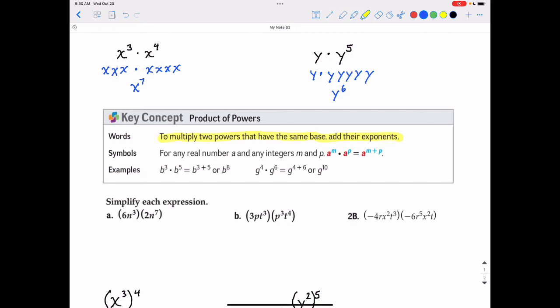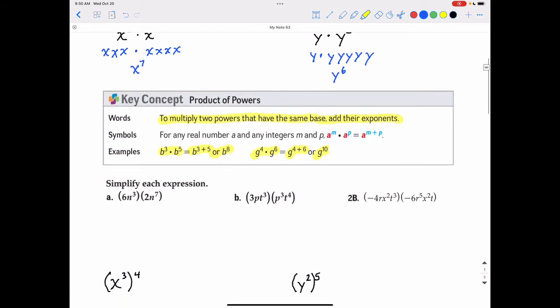So, example would be, if we have b to the 3rd times b to the 5th, we would add those exponents together. So 3 plus 5 is 8, so we would say it's b to the 8th. G to the 4th times g to the 6th would be the same as g to 4 plus 6, and 4 plus 6 is 10, so that would be g to the 10th.